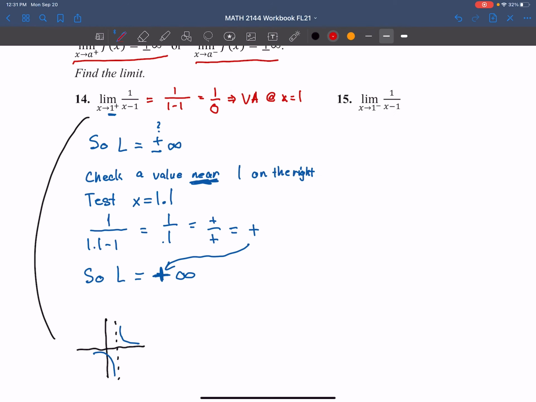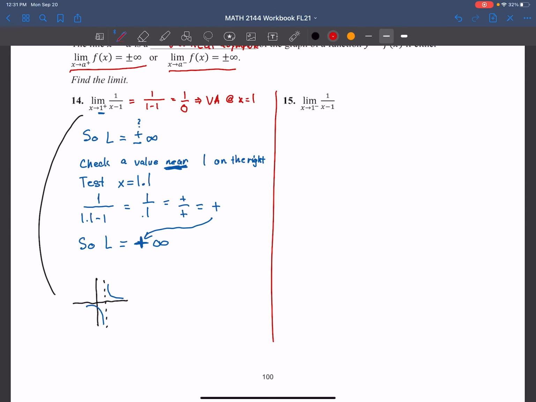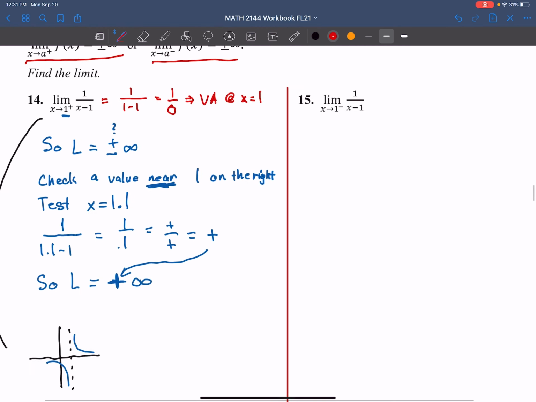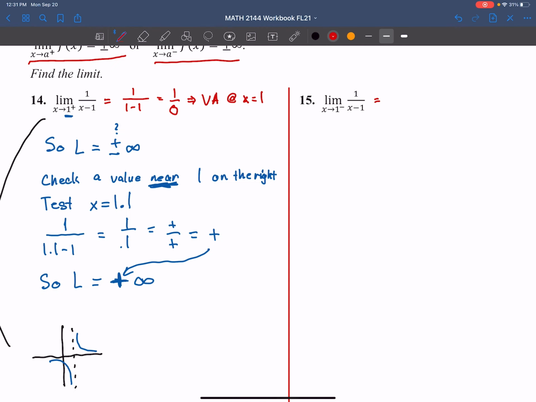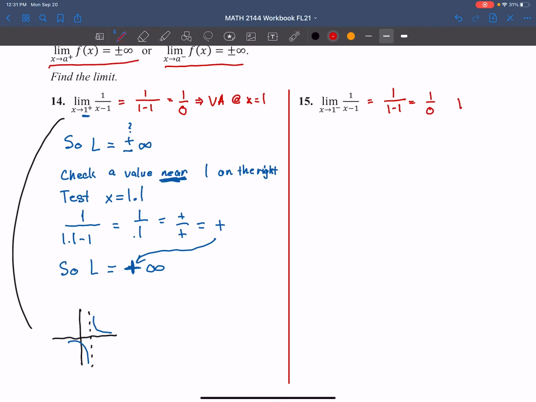All right. So again, number 15, I'm going to go through it a little bit faster so the ideas are more fluid. Step 1, try plugging it in. You get 1 over 1 minus 1, which is 1 over 0. What this tells me is that there's a vertical asymptote, namely x equal to 1. We already see that down here in this graph. So because of that, the limit is equal to either plus or minus infinity. We have to figure out plus or minus.